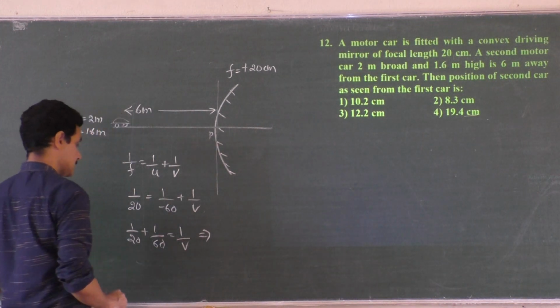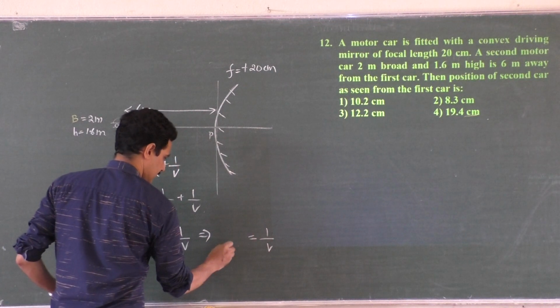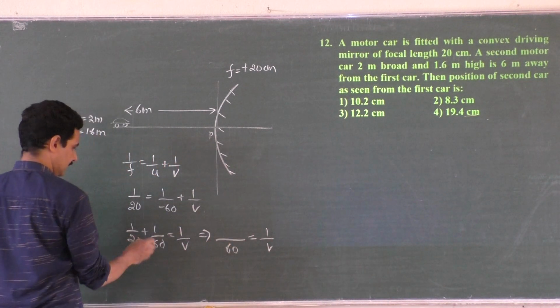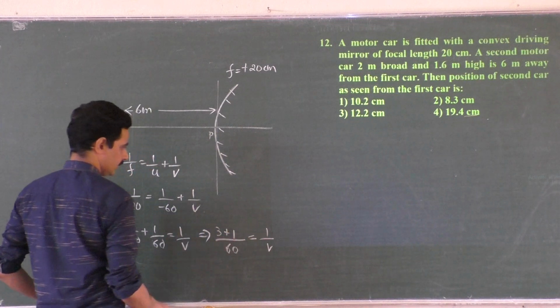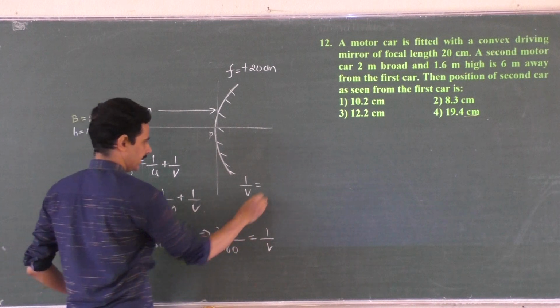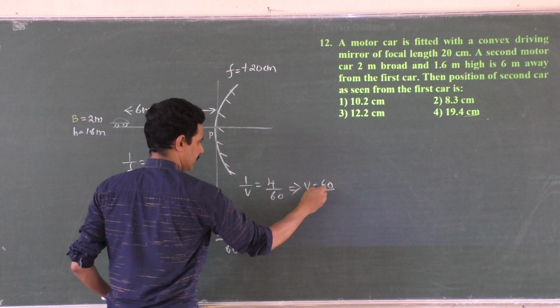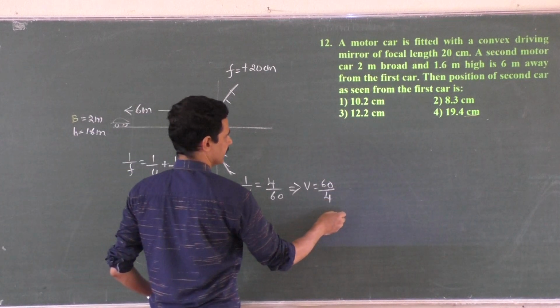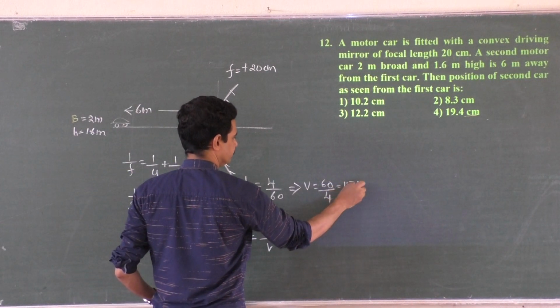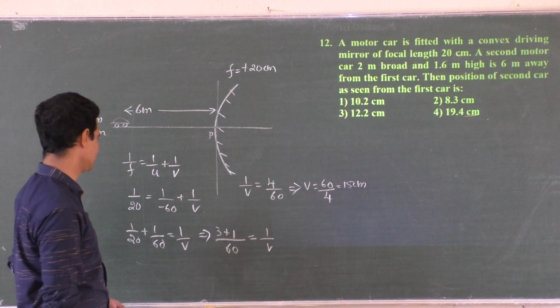Okay, what will you get now? 60 common, so I will write 1 by v, 60 common, 23 times plus 1. So what is 1 by v? 1 by v is equal to 4 by 60. That implies v is equal to 60 by 4, that is 15 centimeters. I think I have gone wrong because no answer. The position of the second car as seen from the first car.